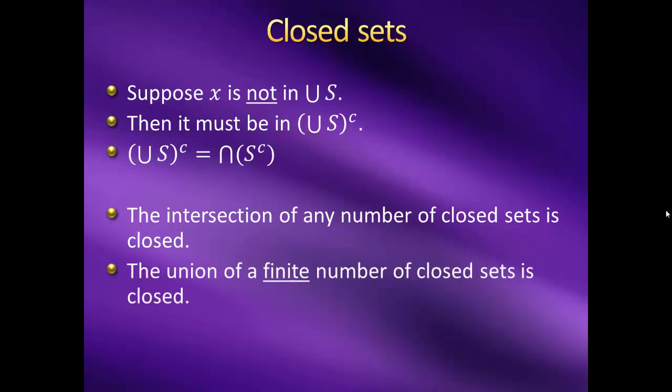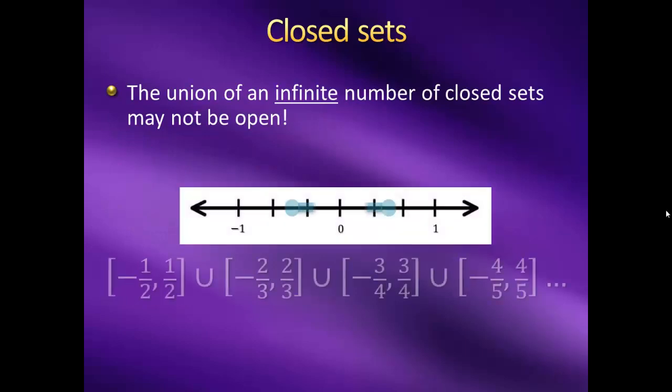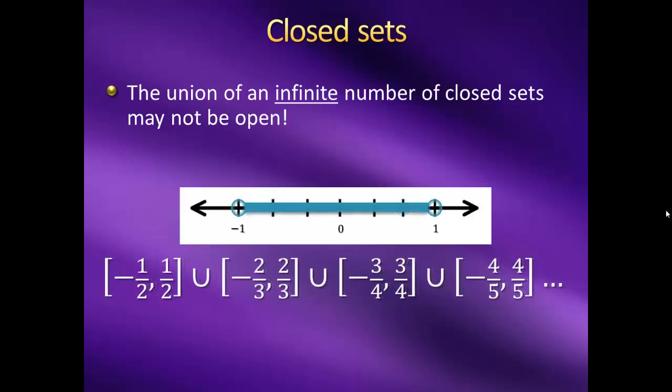On the other hand, we can only take a finite number of unions of closed sets and still be guaranteed a closed set. If we take an infinite number of unions, we might end up with a set that isn't closed. For instance, consider the union of the closed sets from -1/2 to 1/2, -2/3 to 2/3, -3/4 to 3/4, -4/5 to 4/5, and so on, this time expanding our interval each time. If we keep going in this fashion unto infinity, the union of all of these sets will be the interval from -1 to 1, exclusive.